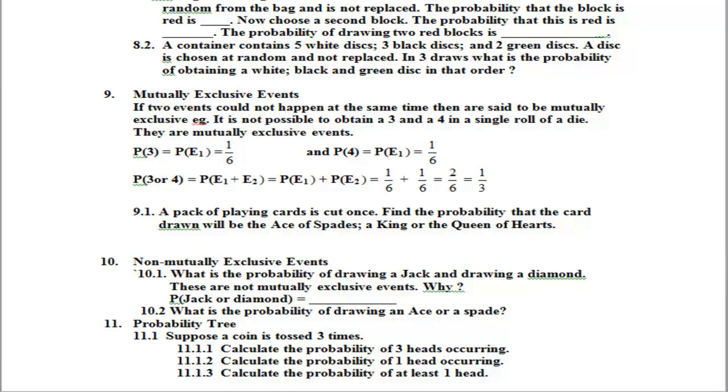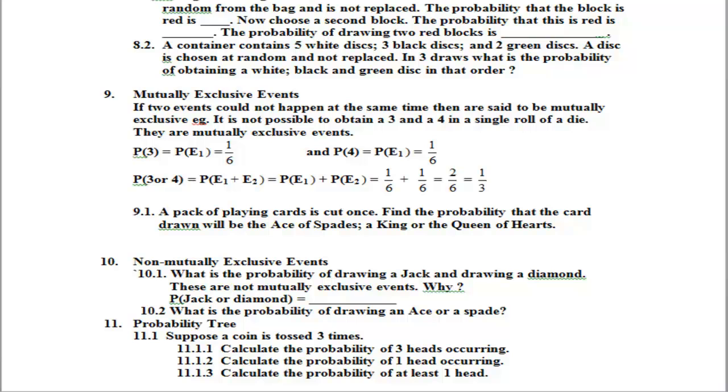The probability of getting a 3 or a 4 is the probability of event 1 plus the probability of event 2. So in other words, 1/6 is the probability of getting a 3, 1/6 the probability of getting a 4. So what is the probability of getting either or? When you add, you get 1/3. So those are called mutually exclusive events.